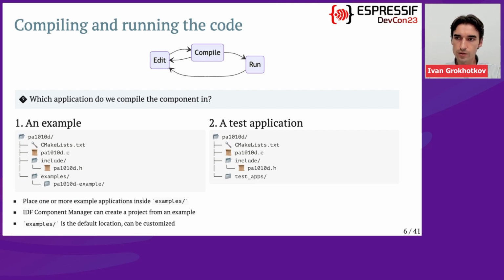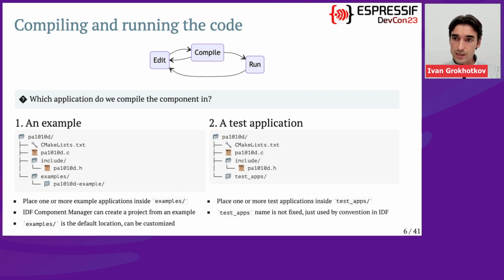The component manager actually looks for example projects in this subdirectory and makes those examples available for installation in addition to your component. You can also use some other directory, in which case you will have to customize the name or the location of the examples. We will take a look at how to do this later.